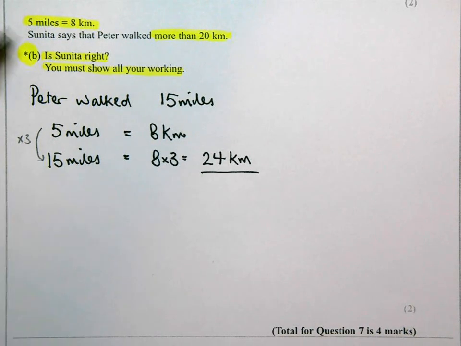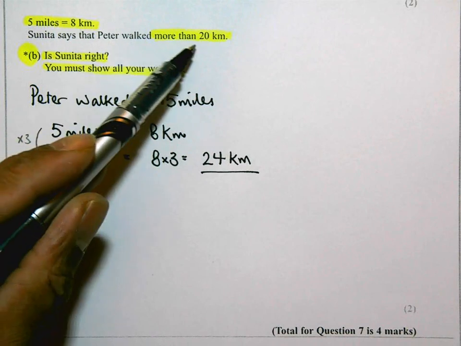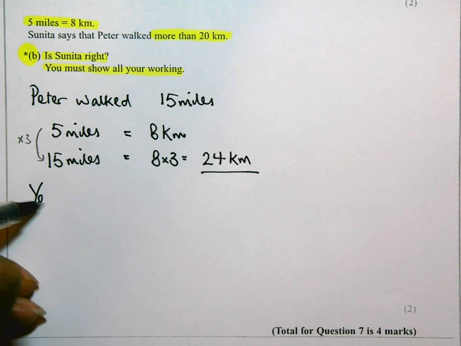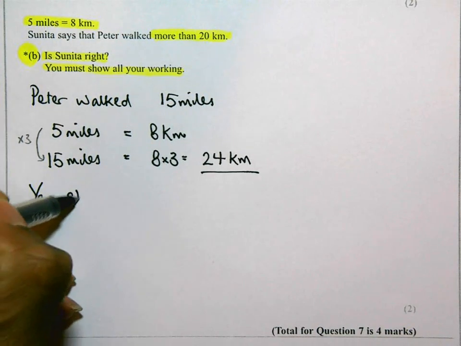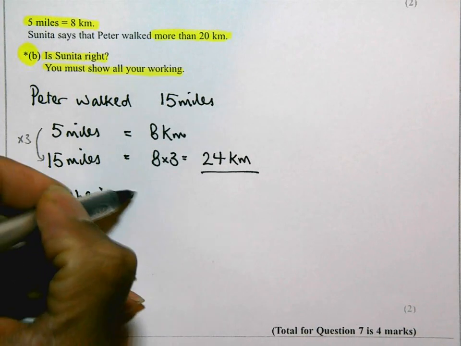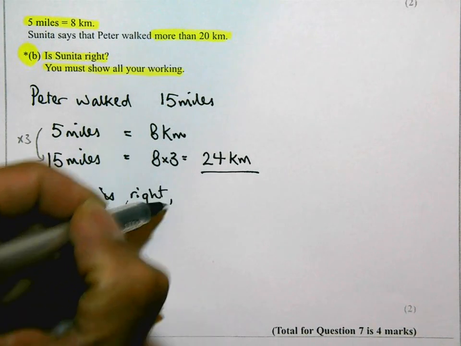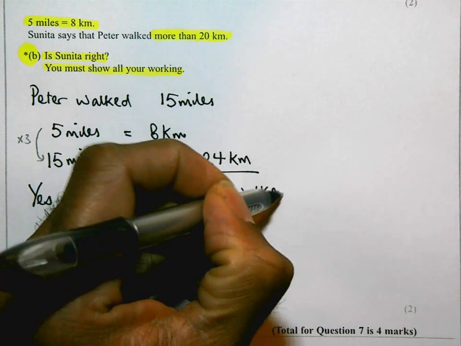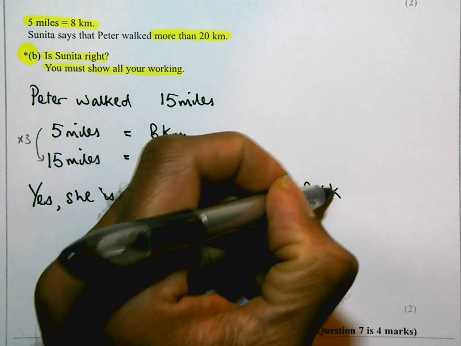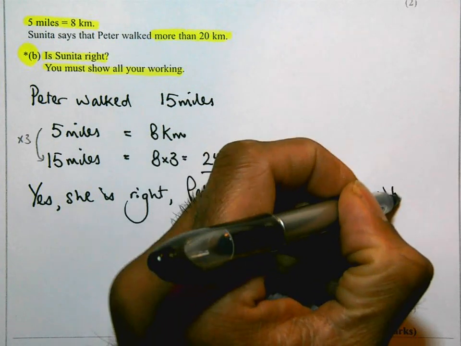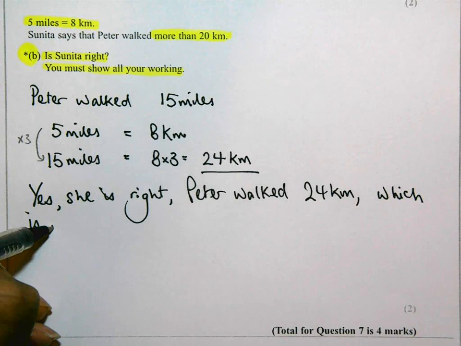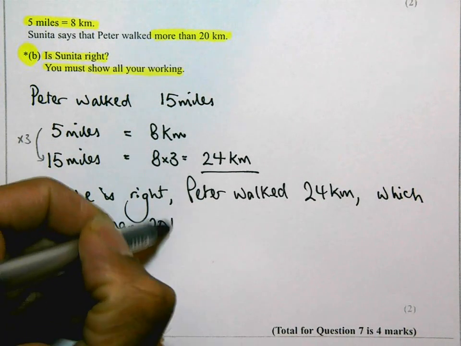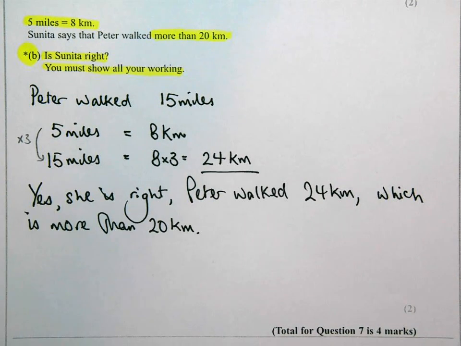She said that Peter walked more than 20 kilometers. Is Sunita right? Yes, she is right. Peter walked 24 kilometers, which is more than 20 kilometers. So I've tried to put a very complete answer to this, to make sure that I do get all the marks.